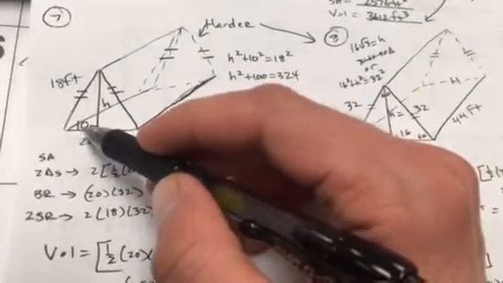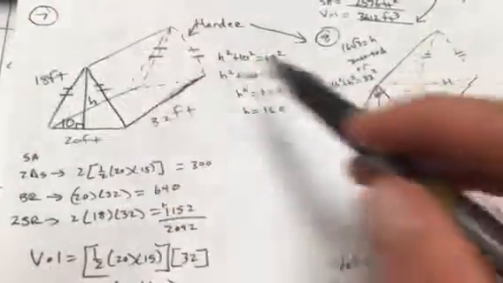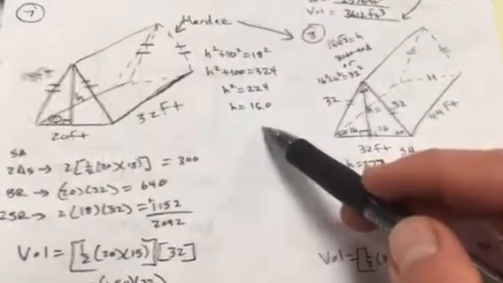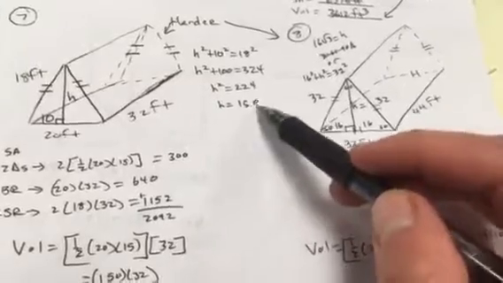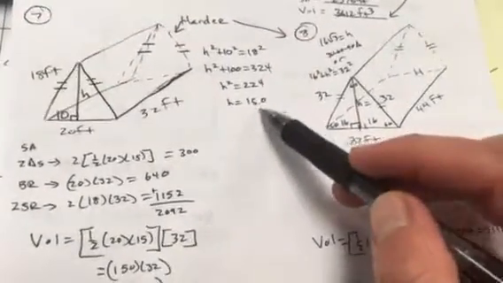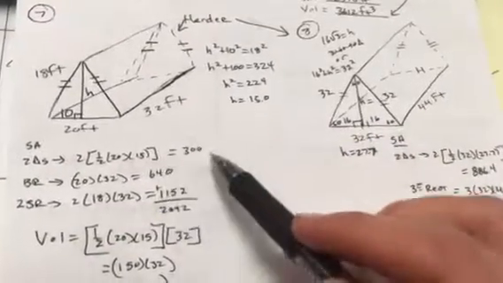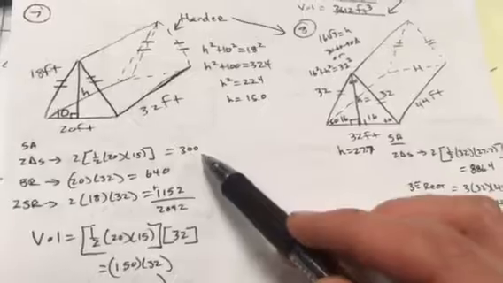20, half of 20 is 10. Pythagorean theorem says 10 squared plus h squared is 18 squared. Do the Pythagorean theorem, you get like 14.97, which rounds up to 15.0. That's the height. That's the extra piece of work you have to do on 7 and 8. So plug 15 in here. The two triangles give you a total area of 300.